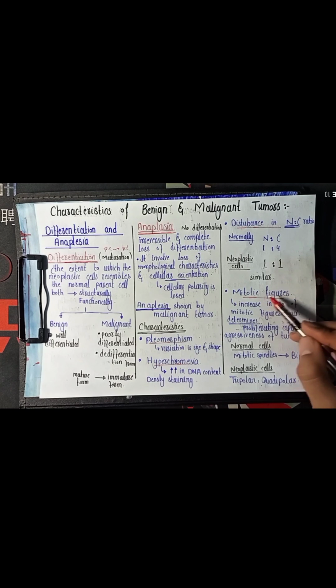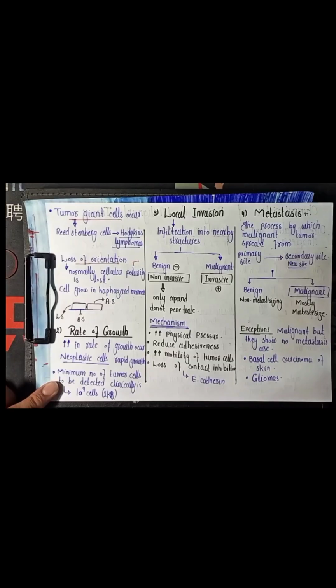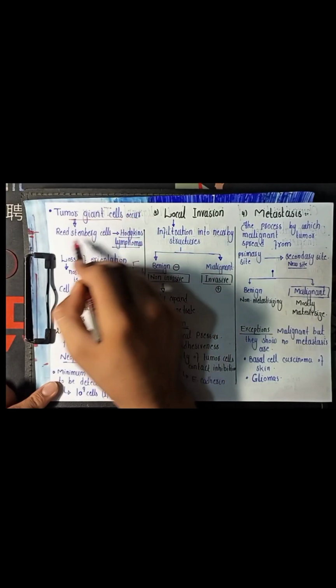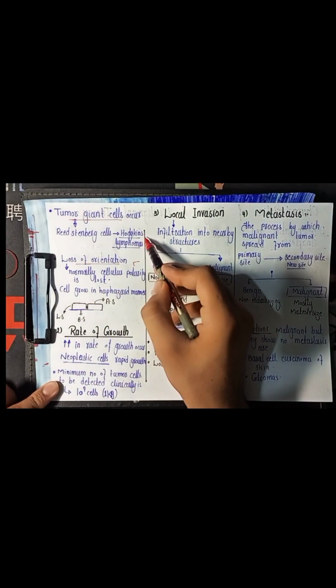Similarly, in anaplasia, there is an increase in the number of mitotic figures, and the increase in mitotic figures determines the proliferating capacity and the aggressiveness of the tumor. In normal cells, the mitotic spindles are bipolar, but in neoplastic cells, they become tripolar, quadripolar, or multipolar. Similarly, anaplastic growth consists of tumor giant cells like Reed-Sternberg cells, which occur in Hodgkin lymphoma.